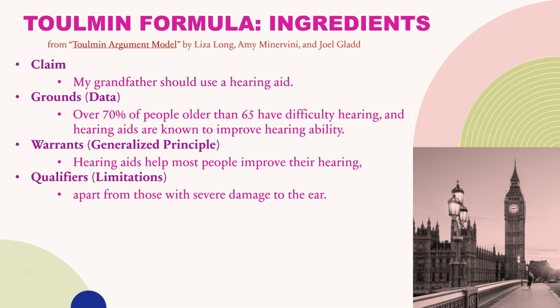And then a qualifier. What's common in the Toulmin formula is to say, this is the way it should be, here's the reason why, except, sure, not for everybody. Or, yes, I see that there are exceptions. You're protecting yourself against refutation. So a qualifier or a limitation on your argument shows that you know there's no such thing as one size fits all, and you're protecting yourself against anybody attacking you in the future. So saying hearing aids help most people improve their hearing, apart from those with severe damage to the ear.